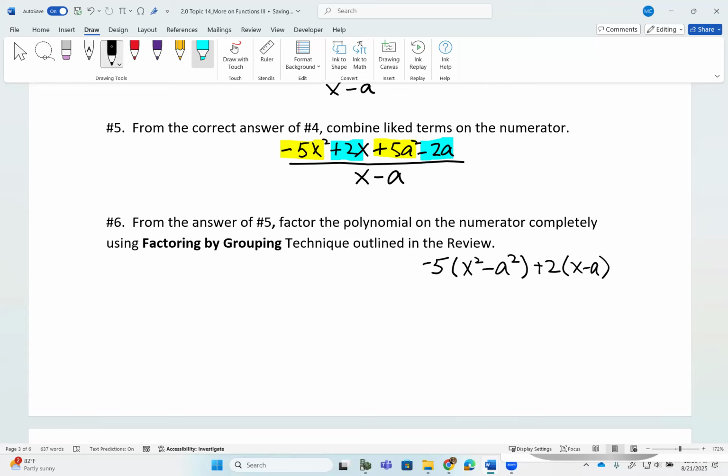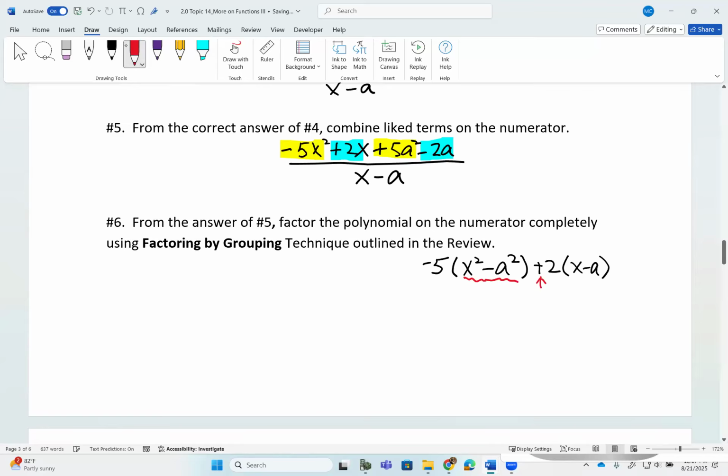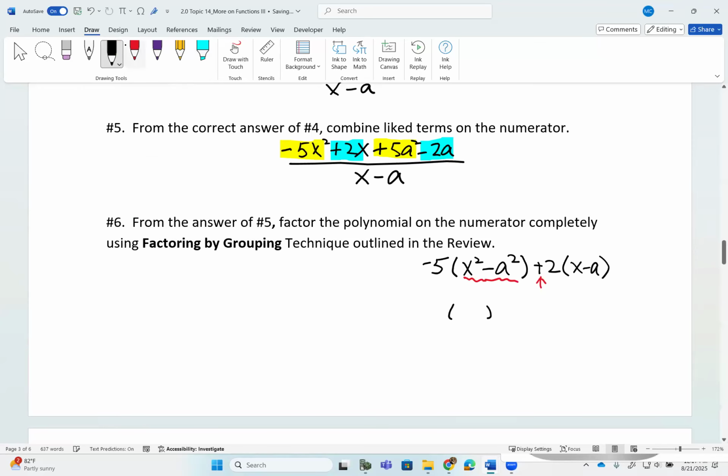All right. So now, if you look closely, this plus sign right here separates two terms, and the two parentheses do not match yet. Because what's inside the first parenthesis is actually a difference of squares. So I get to factor that again, right? Difference of two squares, because I've got two perfect square terms. So if I factor that difference of squares, I should have x plus a times x minus a, with the negative 5 still in the front, and everything else is still there.